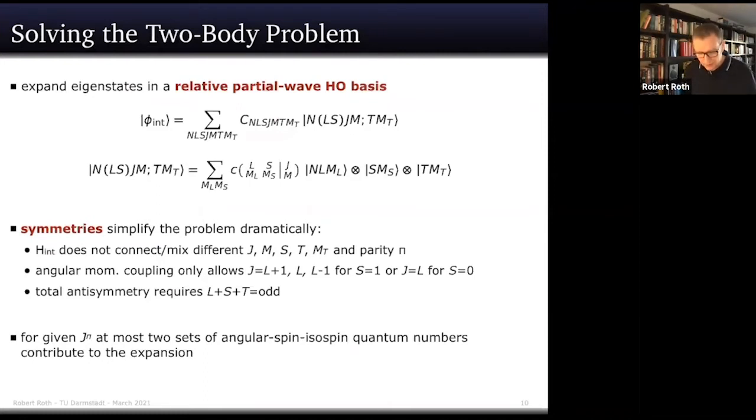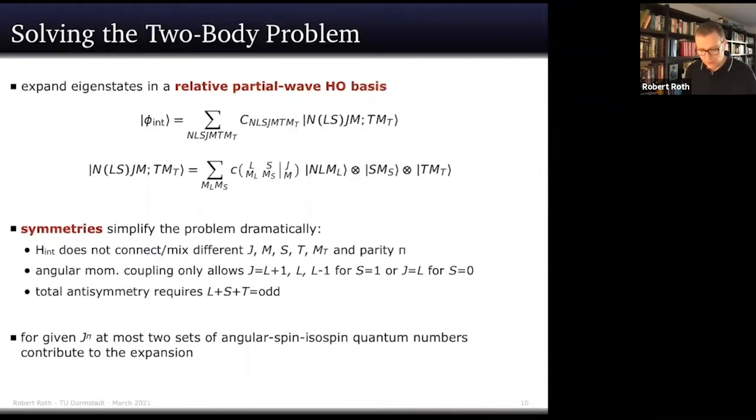And in addition, you have stuff from angular momentum coupling. You know that the J is related to L and S, and the J can only be between L minus S and L plus S. S can be 1, so this is the coupled spin in the two-body system. So you have a little range for a given J that the L quantum number can assume. If S is 0, it's just one value for L that is possible for a given J. So that means also these L summations here are drastically condensed.